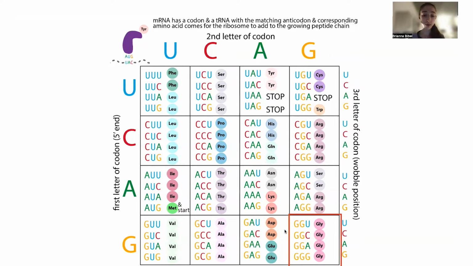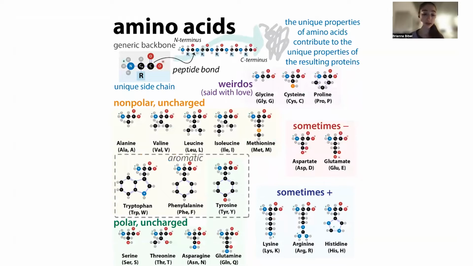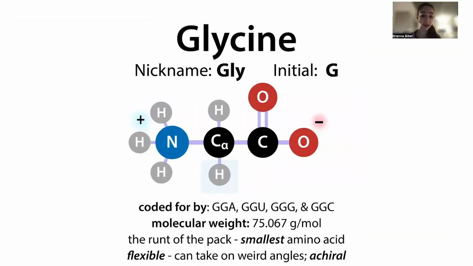Glycine has the bottom right corner of this codon table cornered. So anything that starts with GG is going to give you a glycine. Okay, so what else about glycine?